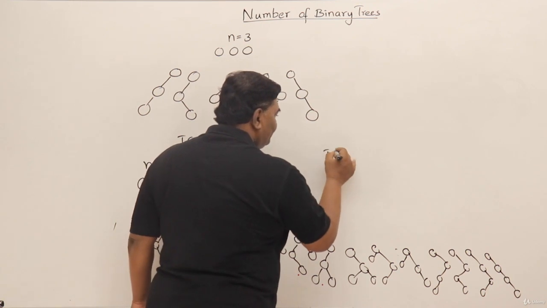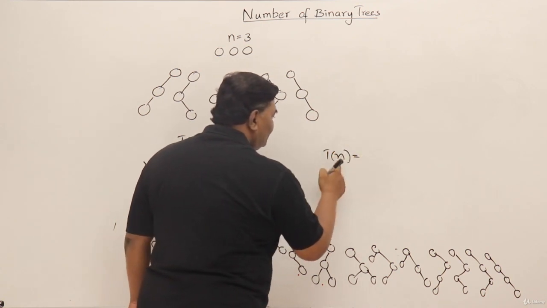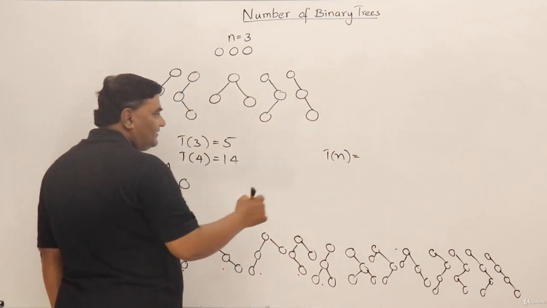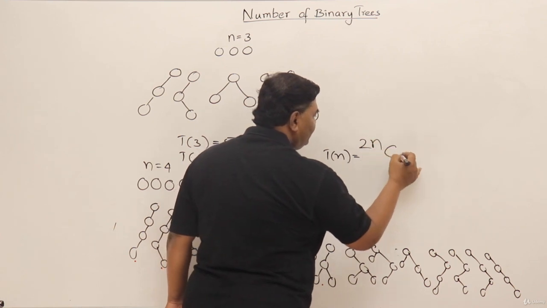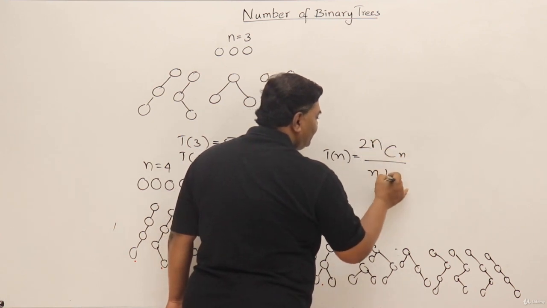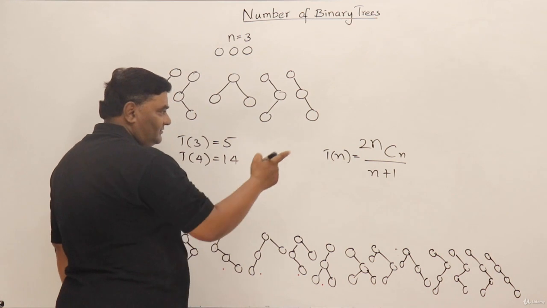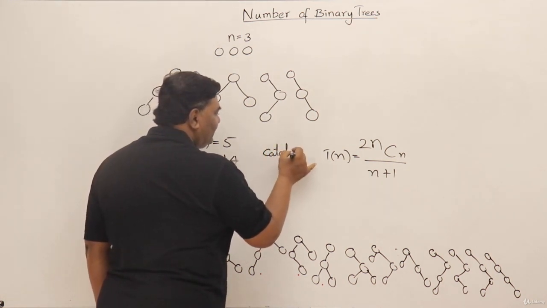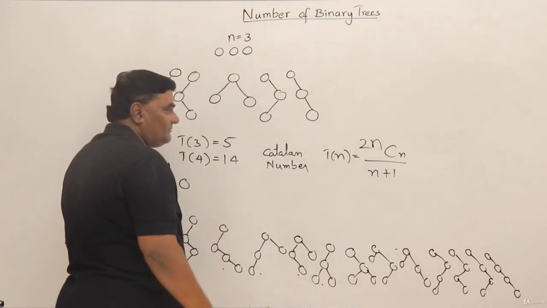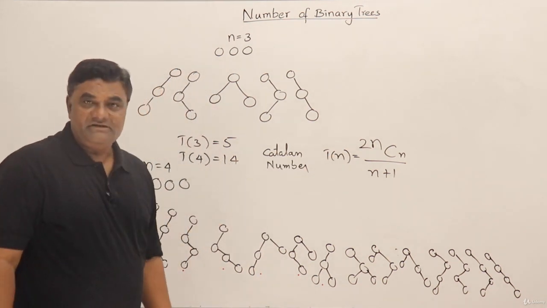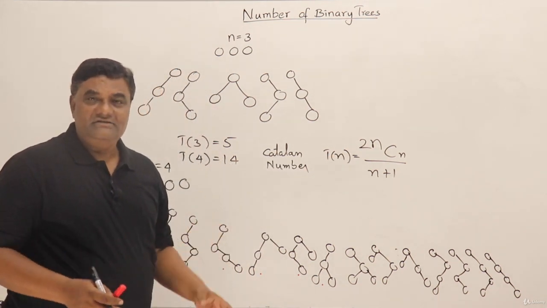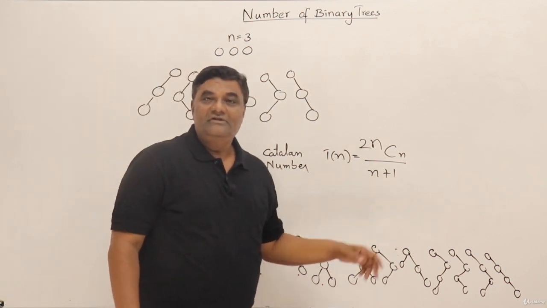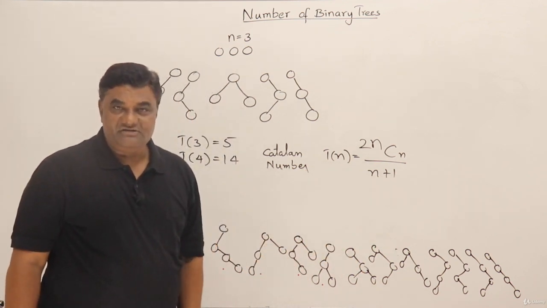That formula is: the number of trees for a given number of nodes n is 2n Cn divided by n plus 1. This is a famous formula. The name of this formula is the Catalan number. This is a known formula: 2n Cn by n plus 1. So if n nodes are given, then this many binary trees can be generated.